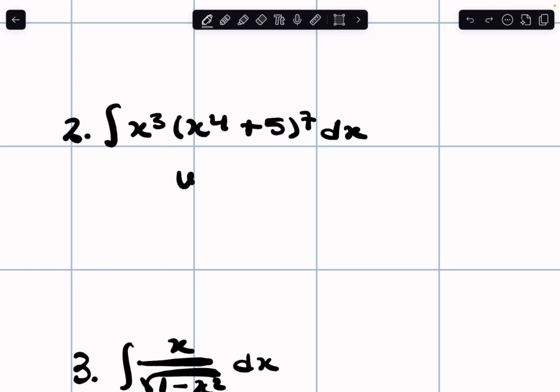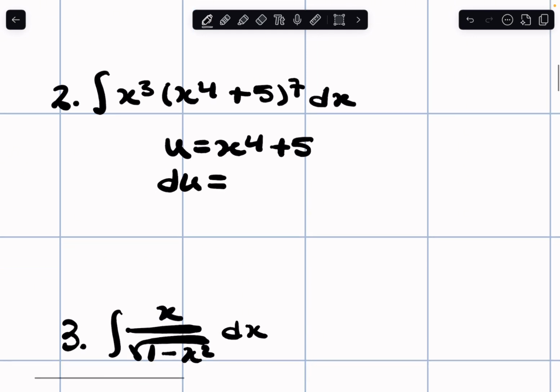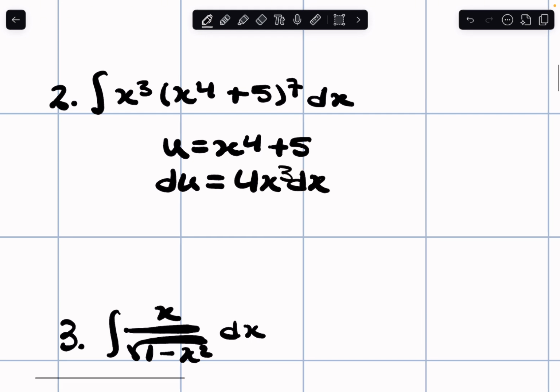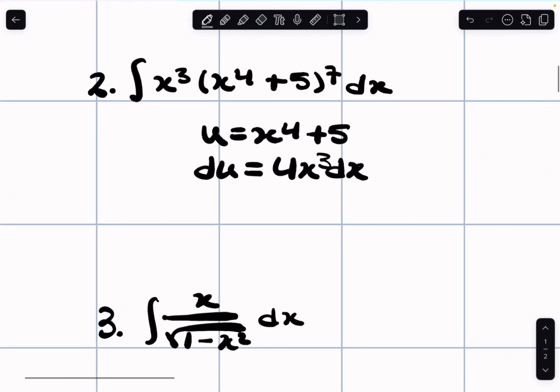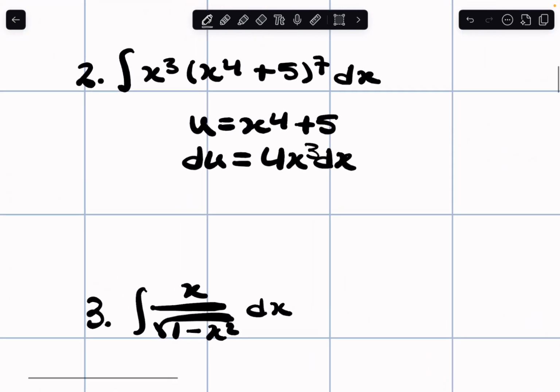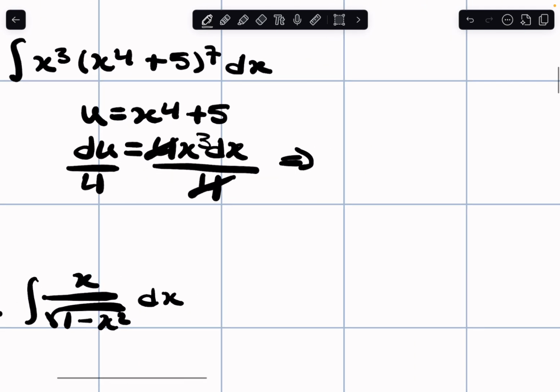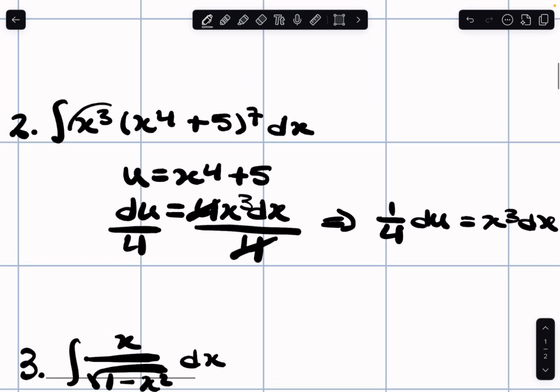So if we say our u is equal to x to the 4th plus 5, then our du, where we take the derivative of u, would be 4x cubed dx. Now, when I said at the beginning of the video that sometimes it would differ by a constant, like 4, we have to divide by that constant. So we're going to divide both sides by 4, which means that we will get 1/4 du is equal to x cubed dx. And that's exactly what we have here.